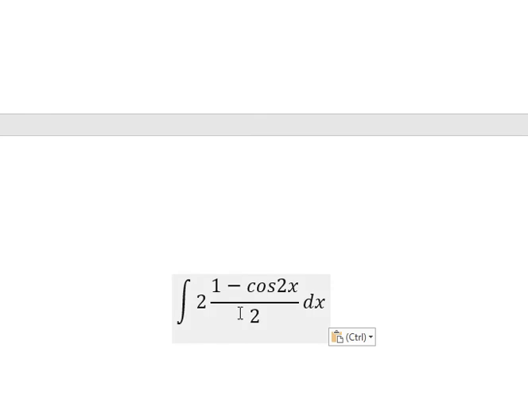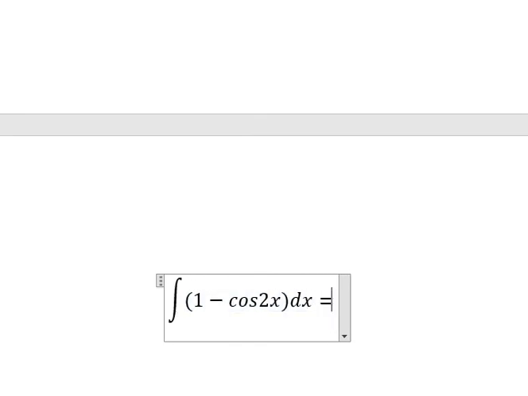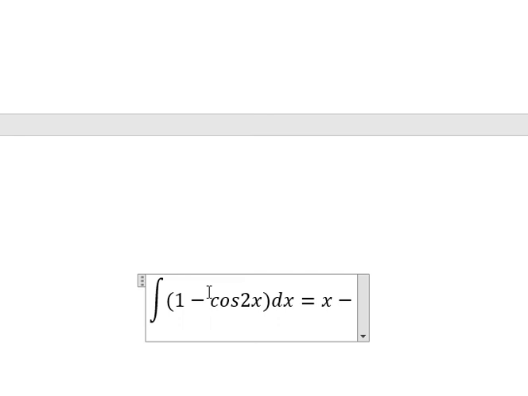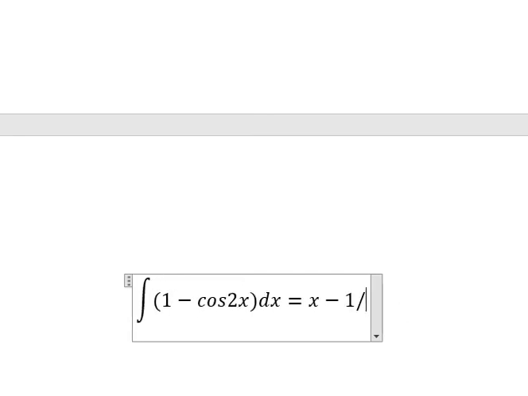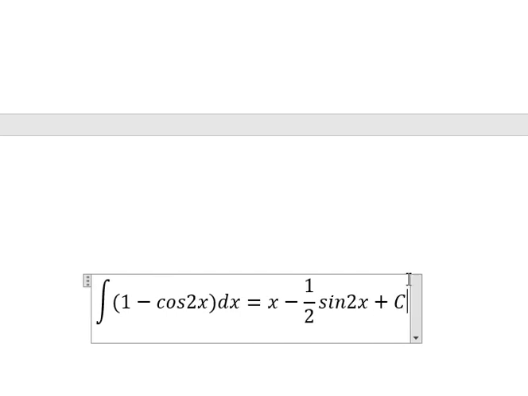2 simplified by number 2. The integration of number 1, we have x. The integration of cosine 2x, we have 1 over 2 sine 2x and we put plus c.